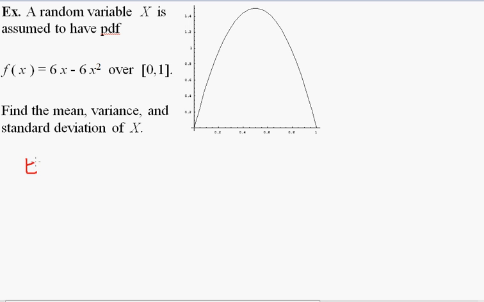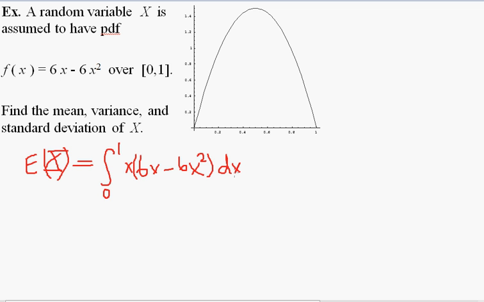So first off, we figure out the expected value of x. And the way that we compute this is we integrate over the entire possible values of x, so in this case from 0 to 1. We take 6x minus 6x squared, but I multiply this by x dx. So this kind of parallels what we did with the discrete random variables. We have the probabilities right here, 6x minus 6x squared. I multiply it by the possible value x, and instead of adding up, I integrate from 0 to 1.